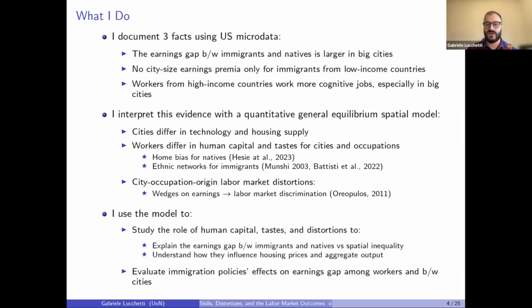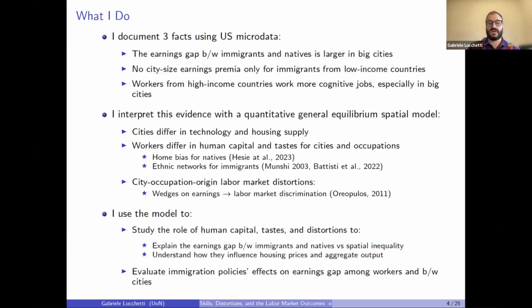So you could think of this taste for cities and occupations in a couple of ways. For natives, this could be the home bias, meaning I was born in a certain area, I don't want to leave this area. I want to stay there, close to my family, and I want to work in occupations that are particular to that area. Whereas for immigrants, their taste for cities and occupations could relate, for example, to the existence of ethnic networks. And we know that immigrants tend to disproportionately locate where the ethnic network is stronger.